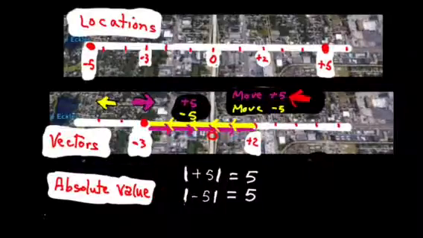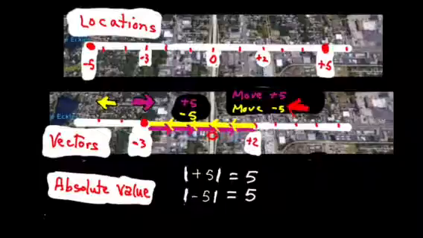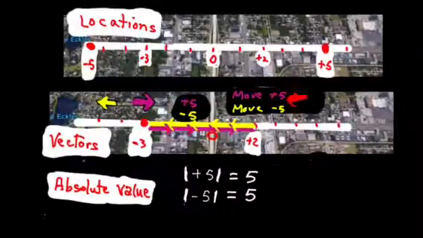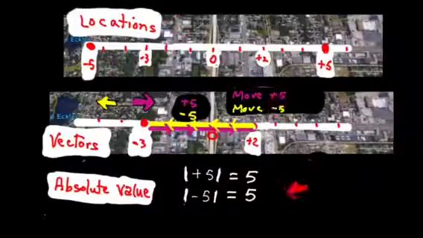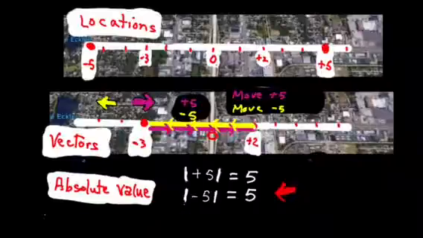The vectors are instructions of which direction to move and how many units. This 5 is referring to a length. These 2 notations of +5 and -5 are referring to directions of how to move. And these positive and negative numbers, +5 and -5, are referring to locations. So the meaning of a number is based on relative context.